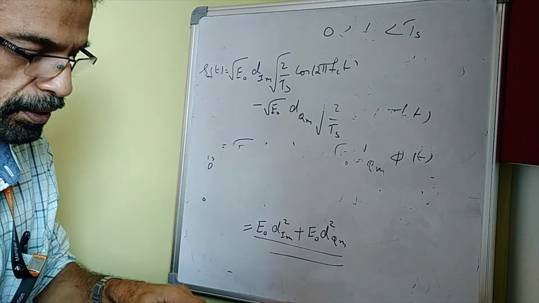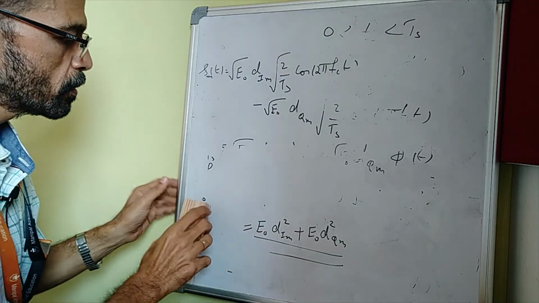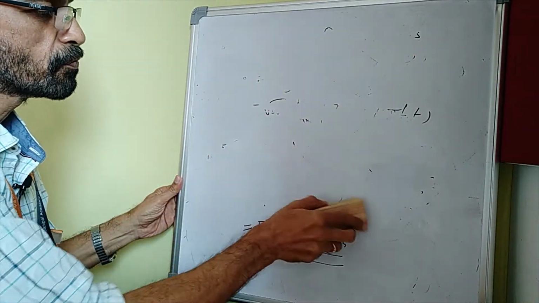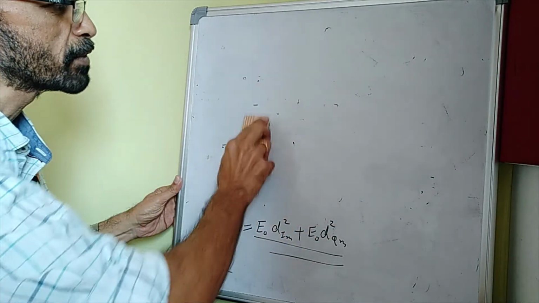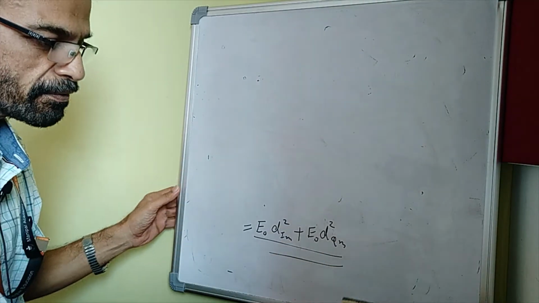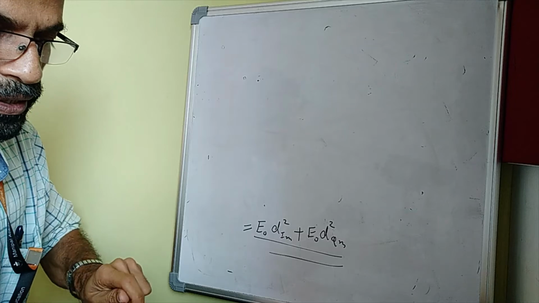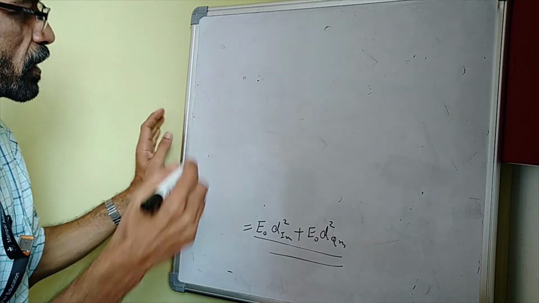And now this is the energy of a particular symbol for a particular value of m. To calculate the average energy, we have to find the average of this, and for that maybe we can write average.